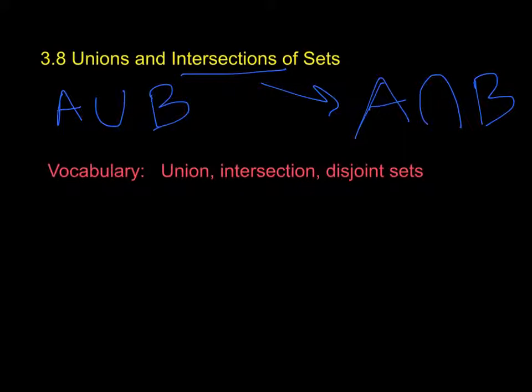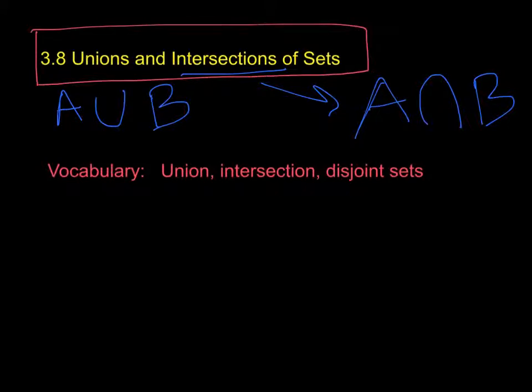Think intersection, okay? So those symbols are important. And the vocabulary here is obviously union, intersection, and then disjoint sets, which are sets that have no elements in common. But we're going to talk about that in just a minute. So the title at the top of your notes now should be this. All right? And then these vocabulary words should be written at some point throughout this with their definitions.